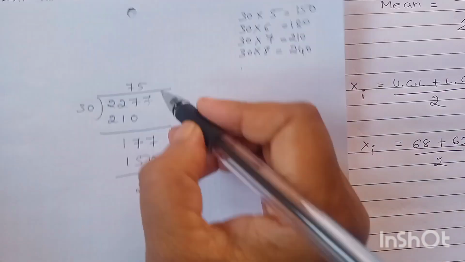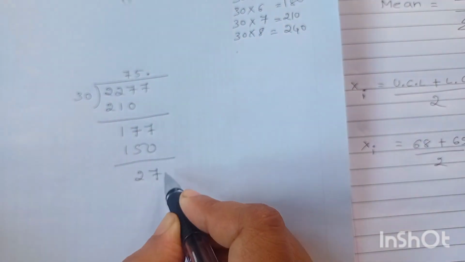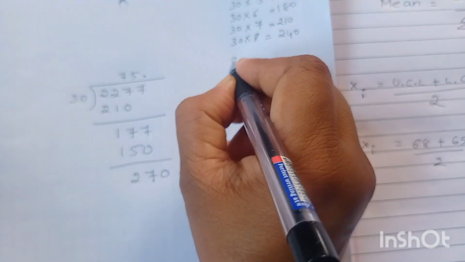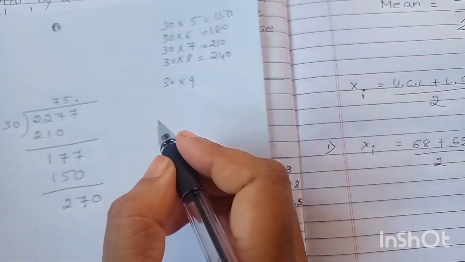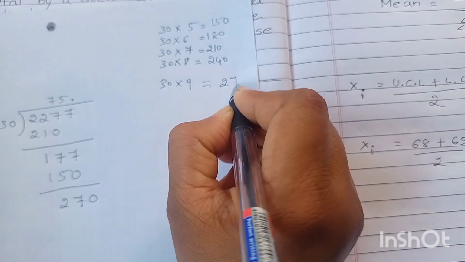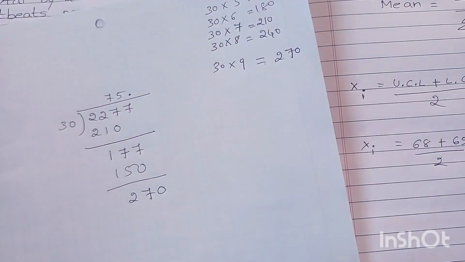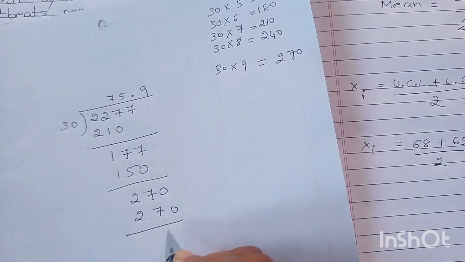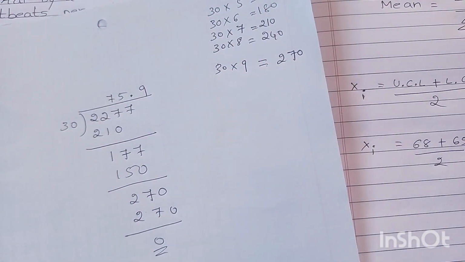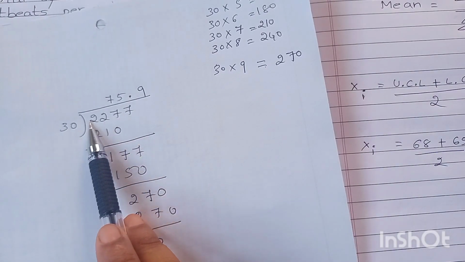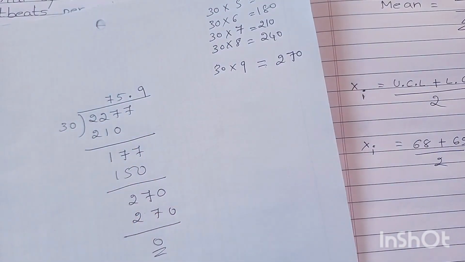Okay. Now if I take the decimal point, then I can take one 0. Right. 30 9s are 270. Okay. 30 9s are 270. 270 minus 270 is 0. Therefore 2277 divided by 30 is 75.9.